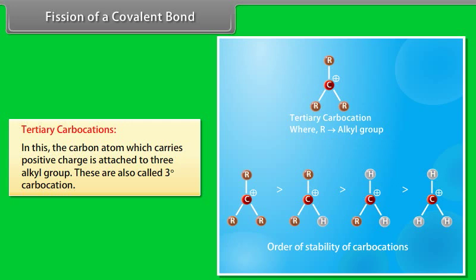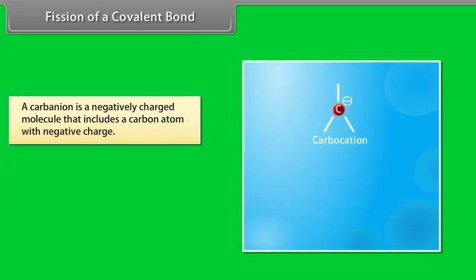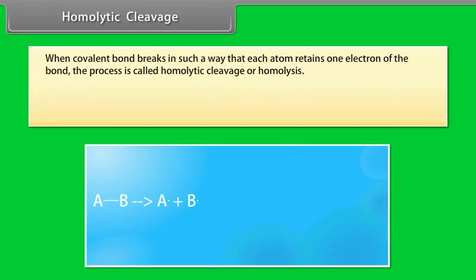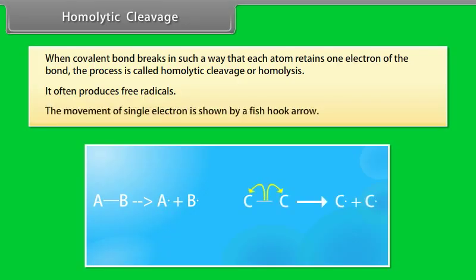Order of stability of carbocations is: a carbanion is negatively charged molecule that induces a carbon atom with negative charge. The simplest carbanion is the methide ion, can be derived from methane by a loss of proton. Homolytic cleavage. When a covalent bond breaks in such a way that each atom retains one electron of the bond, the process is called homolytic cleavage or homolysis. It often produces free radicals. The movement of single electron is shown by a fish hook arrow.